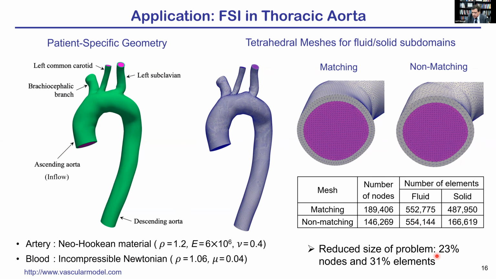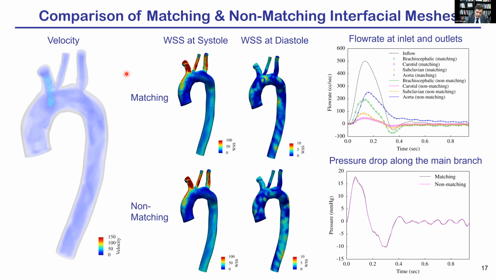So we can reduce the size of the problem by 23% of nodes or 31% of elements. It also provides us the flexibility that we can model the fluid part and solid part fairly independently and then couple them together. I'll show you some numerical results here. Now this is the vorticity at inflow, and we'll be looking at outflow rates and pressure drop along this length.